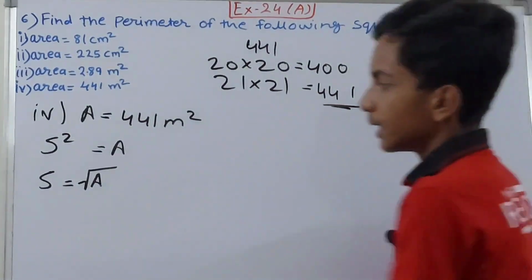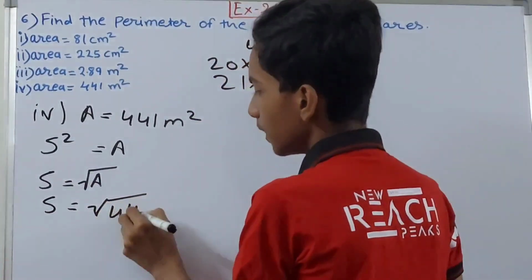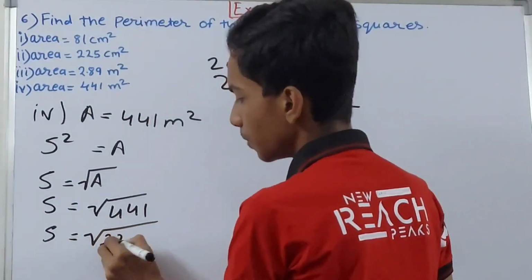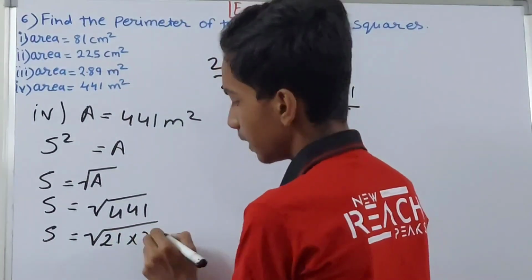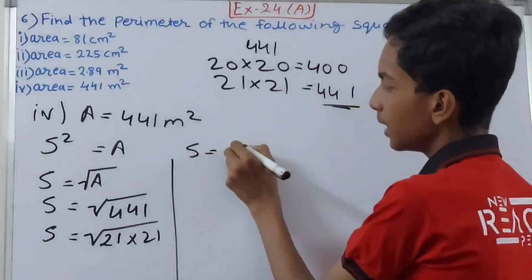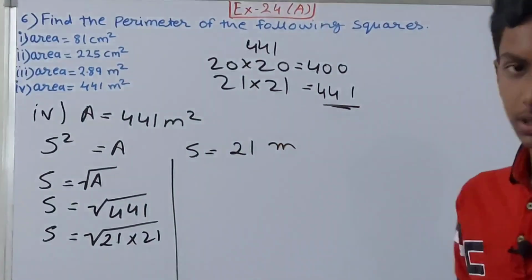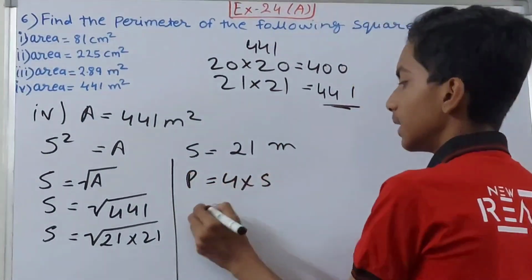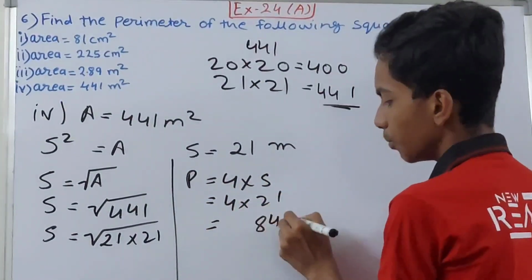So again, this will be equal to under root of 441, and what does the side equal to? 441 is equal to 21 into 21, right? So remove the sign, so side equals simply 21 meters, right? Now you see that the perimeter becomes 4 into side, that becomes 4 into 21, and that will be 84 meters, right?